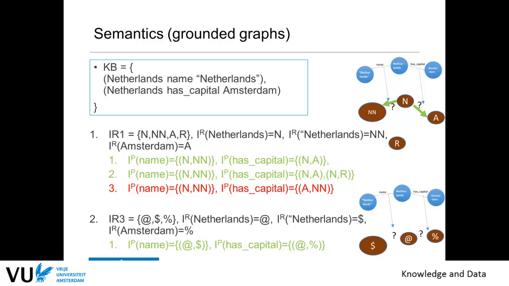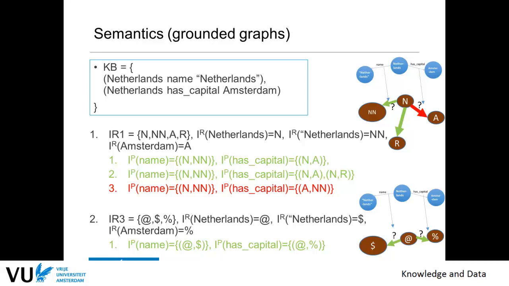Whereas in the opposite case, if you look at the third example, you have a relation between N and N. So this part of the graph is fine, but the has capital relation is not satisfied. The second axiom is not satisfied in this interpretation, because this green link does not exist. This link between N and A does not exist. And that's why this third one is not a model for the knowledge base we have above.